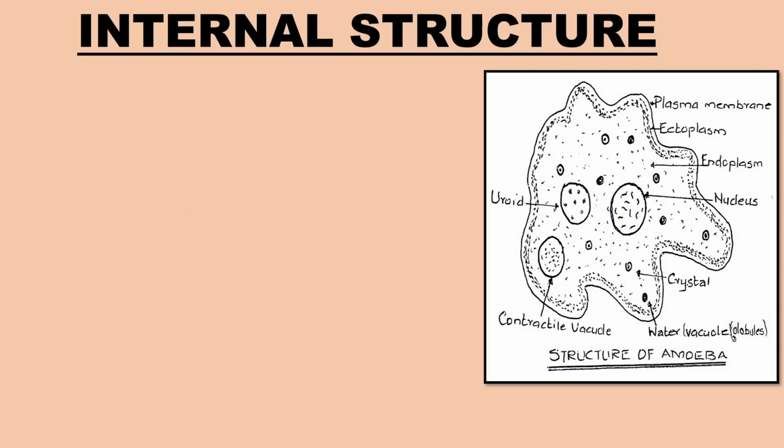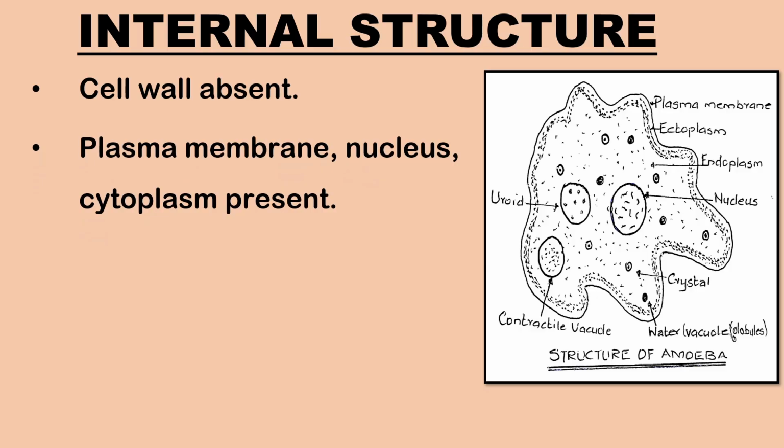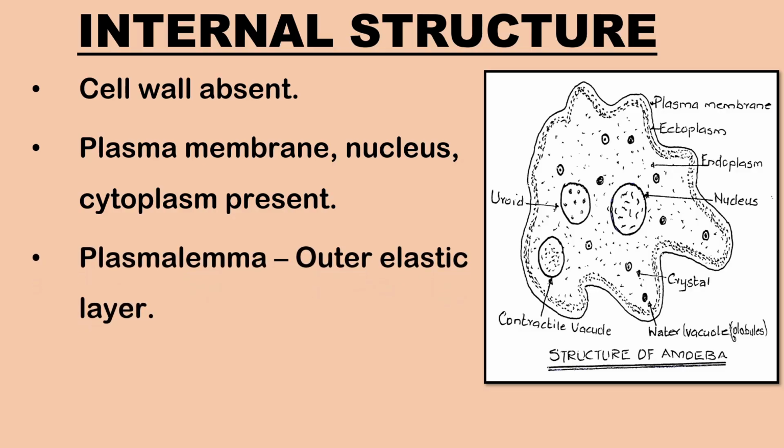Next, let us study the internal structure of amoeba. Cell wall is absent in amoeba, but the body is made up of plasma membrane, nucleus, and cytoplasm. There is an outer elastic layer, the plasma membrane or plasma lemma, and below it is a hyaline layer whose thickness varies in different regions of the body.